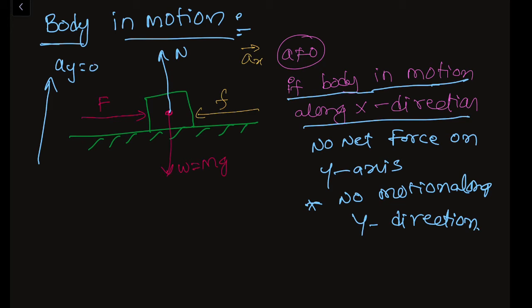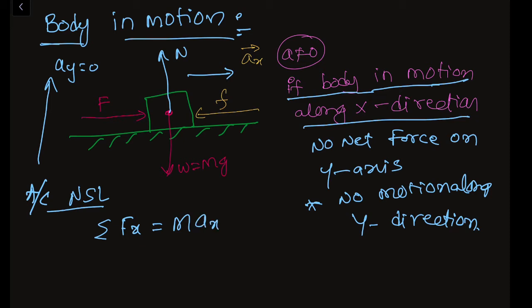Now in this case the body moves in this direction according to Newton's second law of motion. The sum of all forces acting along the x direction is given by sigma Fx equals mass into ax. Got it, children? Now, the body moves rightward, which means F is greater. The body moves opposite to the friction, which means friction is less than the applied force.